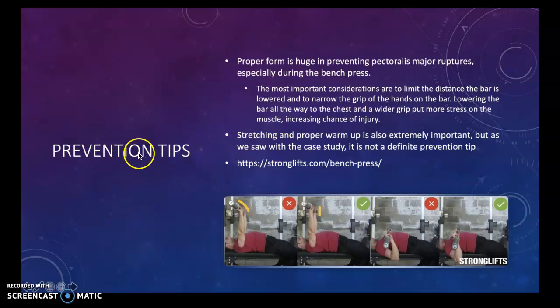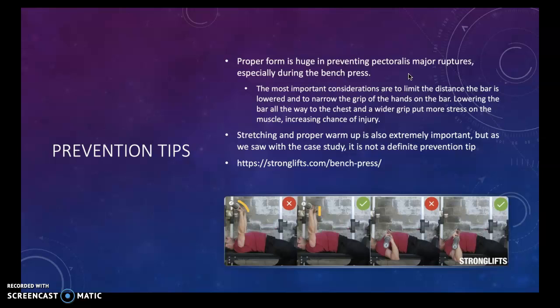Now we'll get into some prevention tips. So proper form is extremely important in preventing pectoralis major ruptures, especially during the bench press. The most important considerations for this is to limit the distance of the bar lowered and to narrow the grip of the hands. It's because lowering the bar all the way to the chest and a wider grip put way more stress on the muscle, increasing your chance of injury.